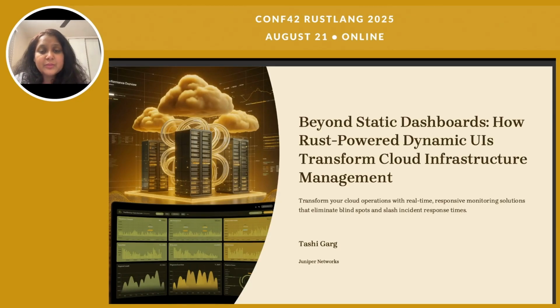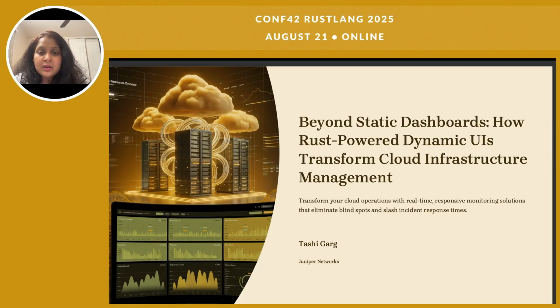I am from Juniper Networks, and today we are going to address a very serious problem in cloud infrastructure management, the hidden limitation of static dashboards. Dashboards are supposed to be our eyes into the system, but in reality, so many operate on a delay. That delay creates blind spots, and those blind spots can cost uptime, revenue, trust, a lot of issues.